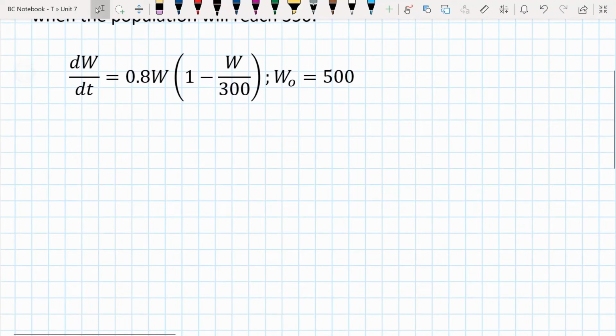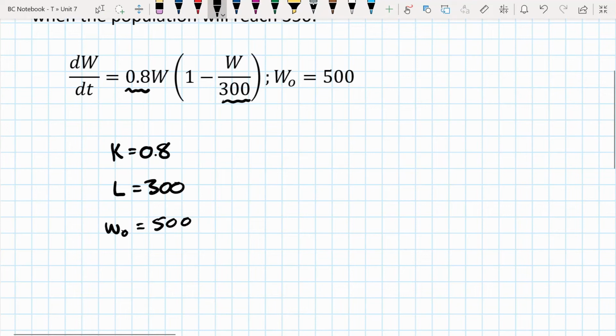So we could go through the entire derivation, or we could quickly recognize the key features here. The first feature is that 0.8 is our K value. It's a growth factor or decay factor. The carrying capacity is 300. It's right here. And then the initial value is equal to 500, and that's given to us.